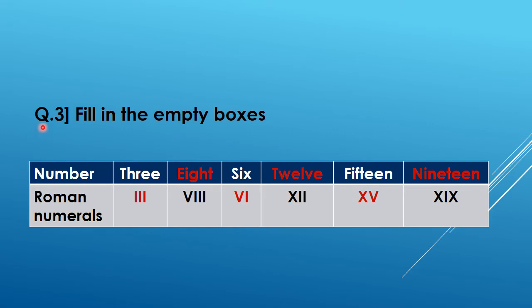Now let us solve the next question. Fill in the empty boxes. In your textbook, this type of table is printed where you can see in the first row the numbers are written in words, while in the second row Roman numerals are printed. Some of the blanks are there where you have to write the proper answer. If you observe the first column, the number is printed as 3. We have to write it in Roman numerals. So we have to write III.